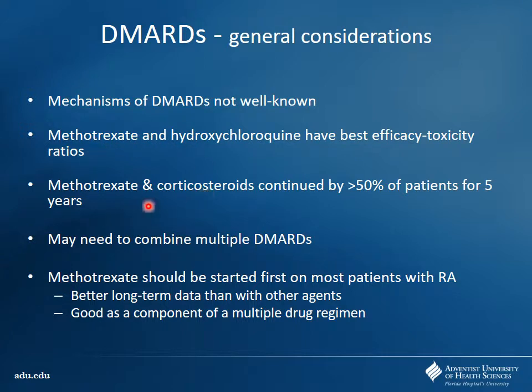And you'll find that, with just methotrexate and corticosteroids, more than 50% of your patients should be able to be managed with that for more than 5 years. So again, start early. Help to save the joints the best you can, and these are two of the more common ones you're going to run into.